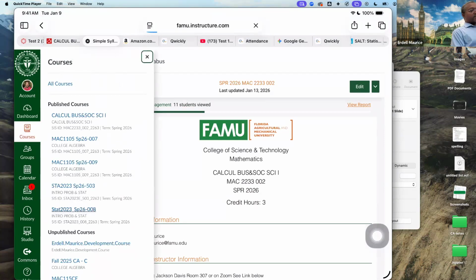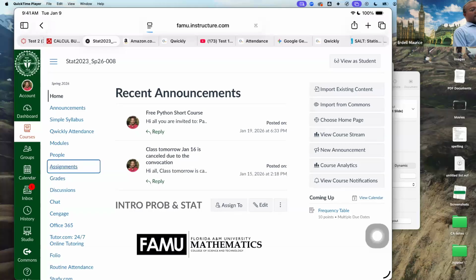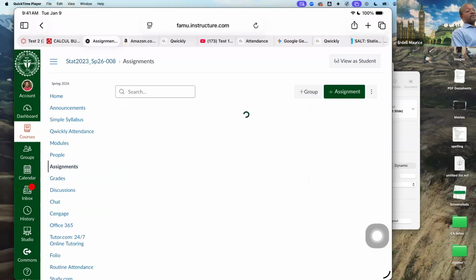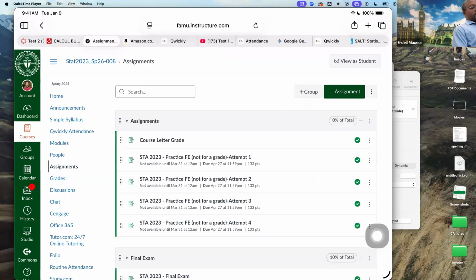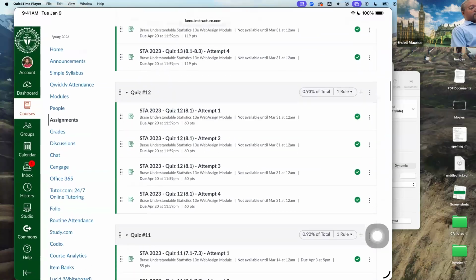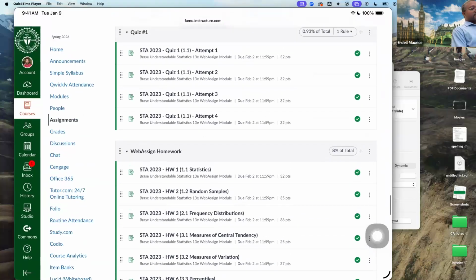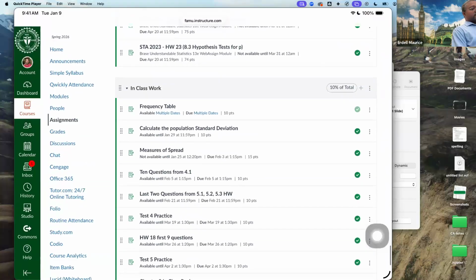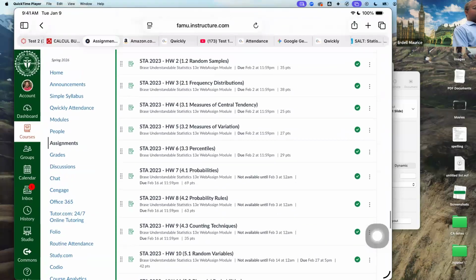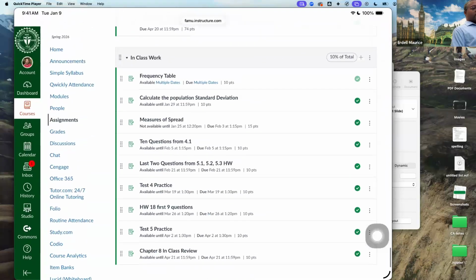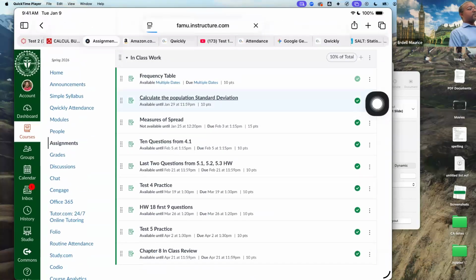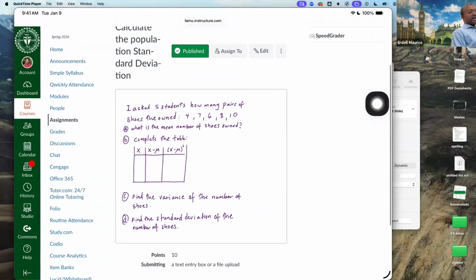So right here, you want to go into assignments, and you want to sort your assignments by groups, and then go to the group that's in your in-class assignments, which is right here in class work. And what we're going to work on today is calculating the population standard deviation. That's what we're going to be working on right now.